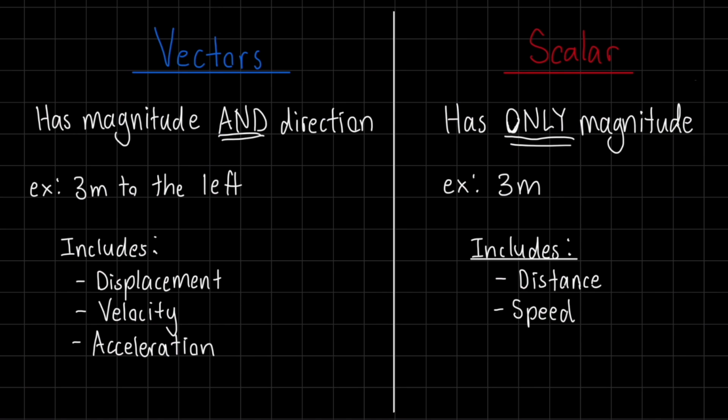In simple words, a vector is something that has magnitude and direction, and a scalar is something that has only magnitude. Magnitude is essentially just a value or a size. The example I've given is 3 meters. If it was a scalar having only magnitude, it would just be 3 meters. But if it was a vector, it needs direction. So I'd say 3 meters to the left. Vectors include displacement, velocity, and acceleration. Scalars include distance and speed.